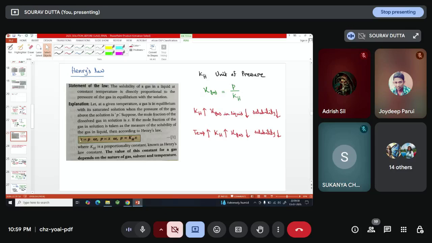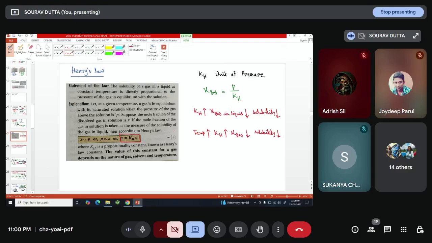So the mole fraction, that is the solubility of the gas, is directly proportional to the pressure of the gas in equilibrium with the solution. So X is directly proportional to P, or we can write P is directly proportional to X, and to remove this proportionality there is a proportionality constant, KH. This is known as Henry's constant. Your final formula is P equals KH into X.